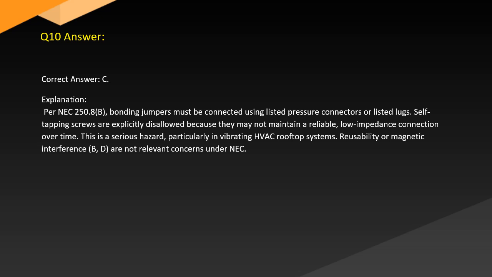Answer. Correct answer: C. Explanation: Per NEC 250.8(B), bonding jumpers must be connected using listed pressure connectors or listed lugs. Self-tapping screws are explicitly disallowed because they may not maintain a reliable, low-impedance connection over time. This is a serious hazard, particularly in vibrating HVAC rooftop systems. Reusability or magnetic interference, B and D, are not relevant concerns under NEC.